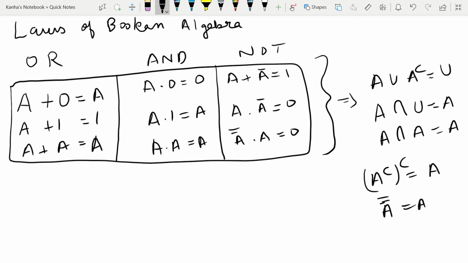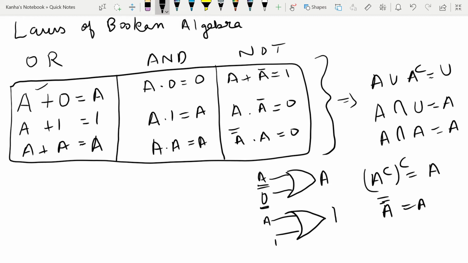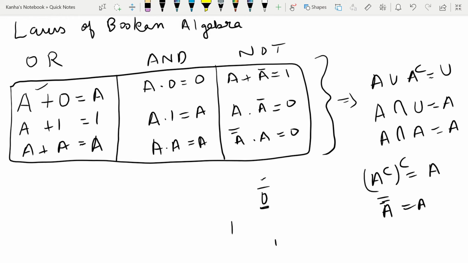People who have not done set theory, you can just remember this as follows. In the first case there is an OR gate in which there are two inputs A and 0. Irrespective of the value of A, because the other input is just 0, I will get A as the output. However, if 1 and A are there and there is an OR gate, I will get the answer as 1, because irrespective of whether A is 0 or 1, its combination with 1 will always give me 1. Same is the case for the AND gate and the NOT gate.